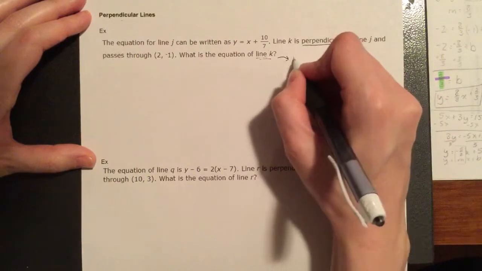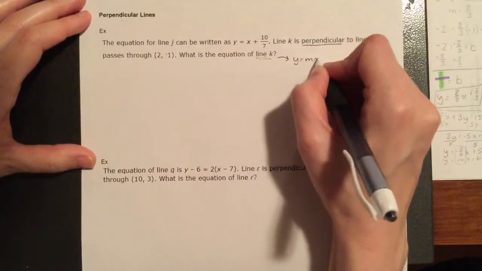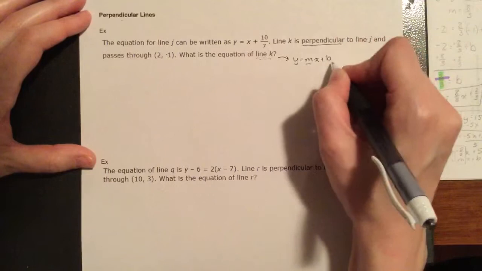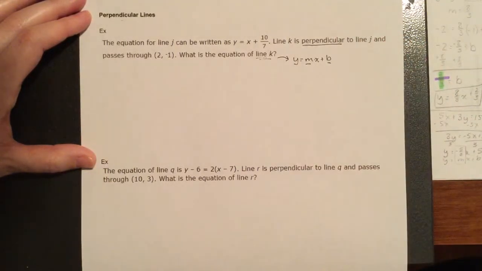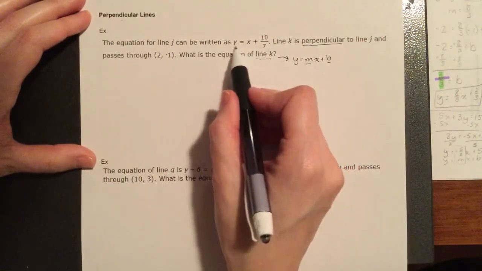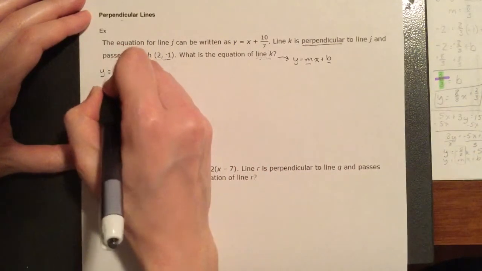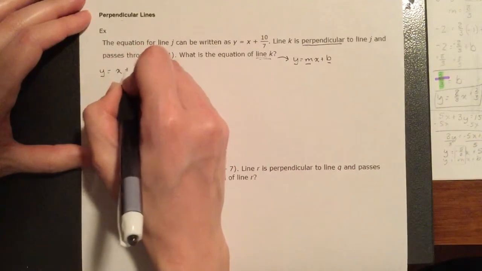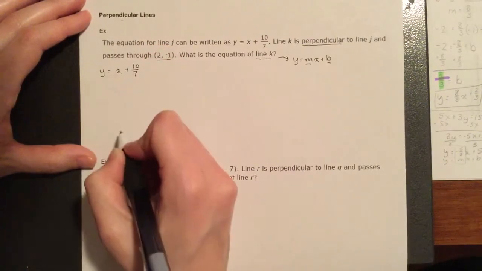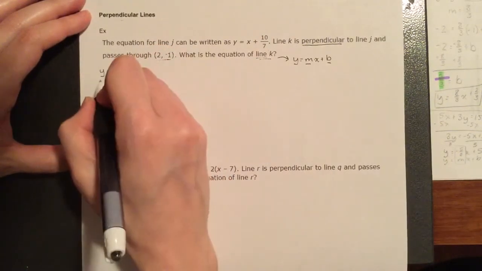So the equation that we're looking for is y is equal to mx plus b. Got to have a value for m, got to have a value for b. Well, we've got to get the information from that equation and that point. So looking at the equation, y is equal to x plus 10 over 7. We're going to get our slope from there.